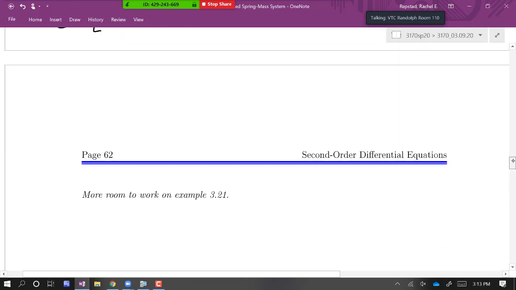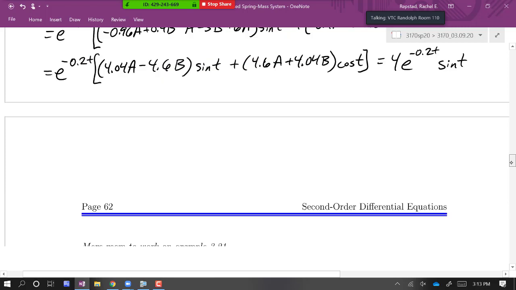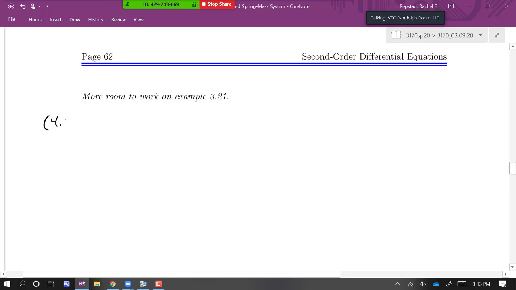So we find that we said let's get rid of the e to the negative 0.2t on both sides, which I agree with. So that gives us 4.04a minus 4.6b sine t plus 4.6a plus 4.04b cosine t. And since I've canceled out that e to the negative 0.2t, on the other side I have 4 sine t.